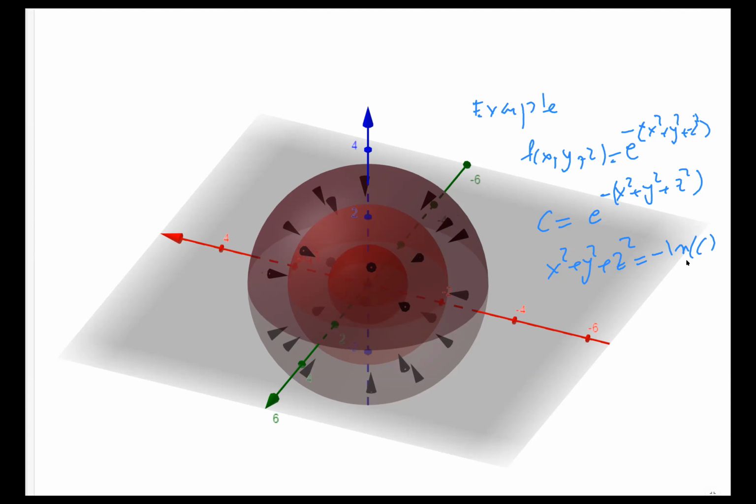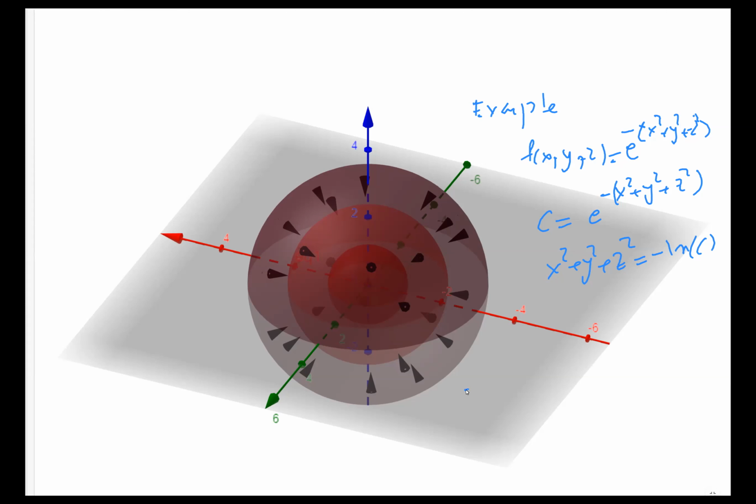So basically the level surfaces are going to be spheres. And so you can see a bunch of spheres. Now I want to find the gradient of this function.